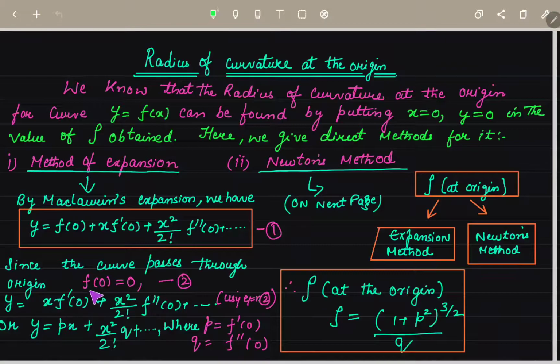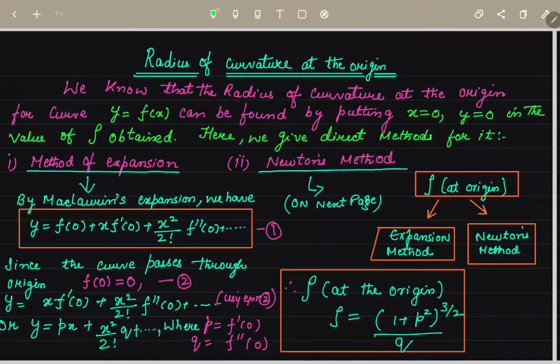Now I have denoted the first derivative, f dash at 0, by p, and similarly the second derivative by q. So we now have y is equal to px plus x square by 2 factorial into q plus and so on, where p is equal to f dash 0 and q is equal to the second derivative, f double dash at 0.